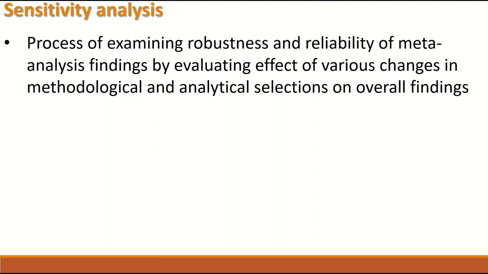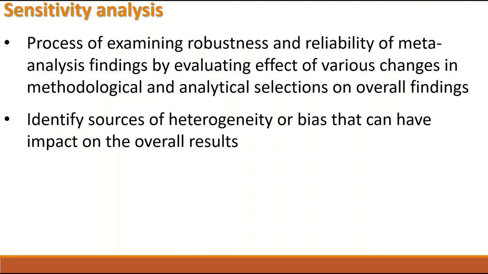It is a process of examining and re-examining the reliability of the meta-analysis finding. So it is a process of examining robustness of the meta-analysis finding. How? By evaluating the effect of various changes or alterations in the methodological and analytical selection on the overall findings. So it is a way of examining the influence, the effects of altering certain specific methodology or analysis on the overall estimate of the effect size. It does identify sources of heterogeneity or bias that can have substantial impact on the overall results.